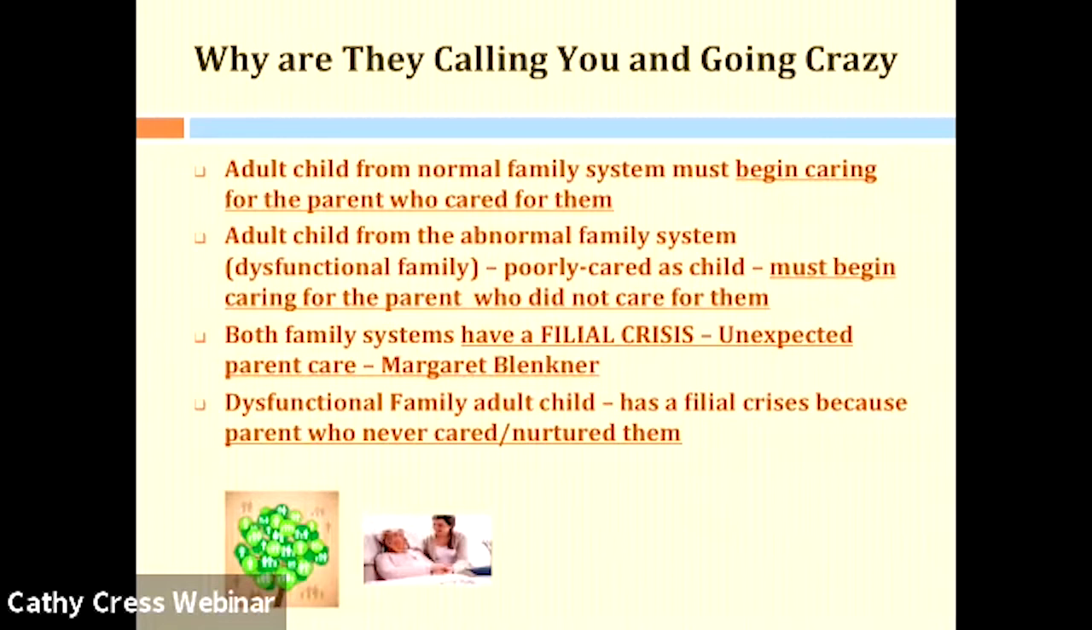They pretend it's not there. And when it comes to them, they really have to care. They completely freak out and they do not move to get care for the older person. Or if they do, they deny it and drive you crazy as a geriatric care manager. The dysfunctional aging child has a filial crisis because, again, the parent who never cared for them, they need to care for. They need to nurture, and they do not know how to nurture. Nobody taught them. And we'll move to the next slide.